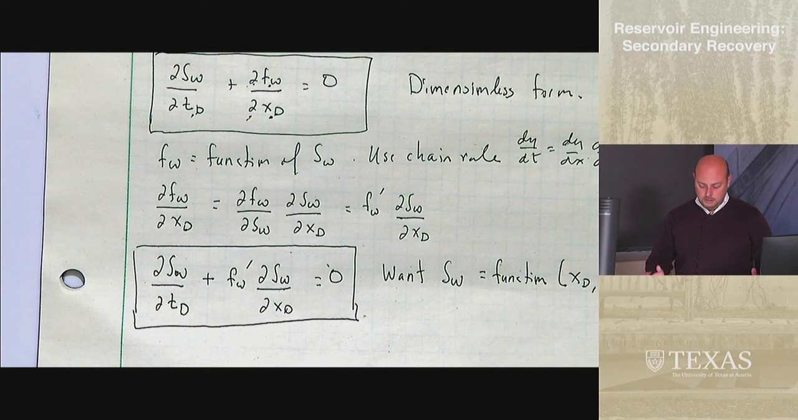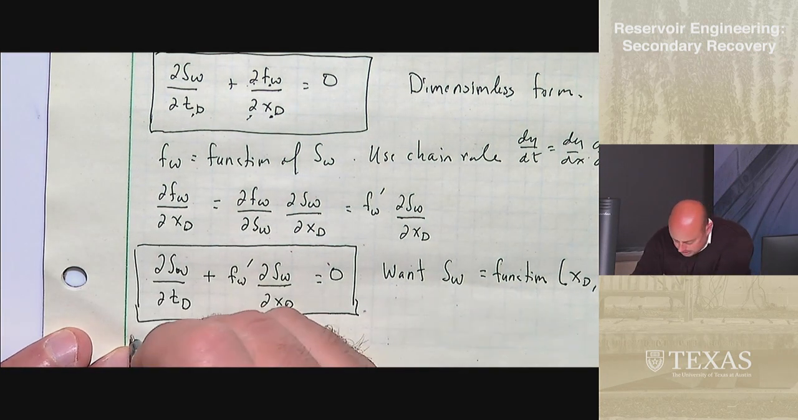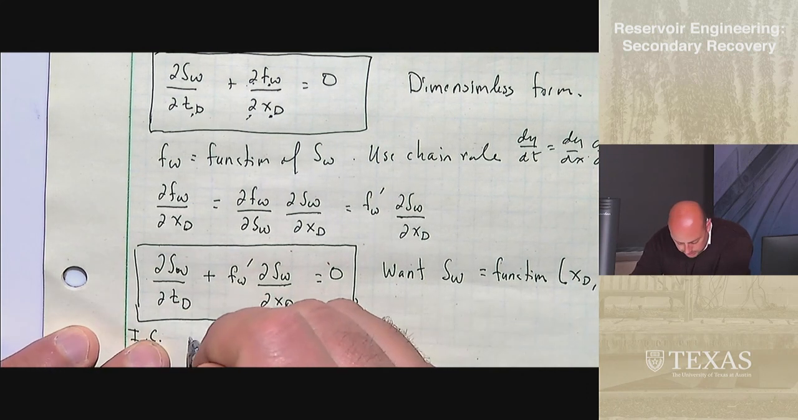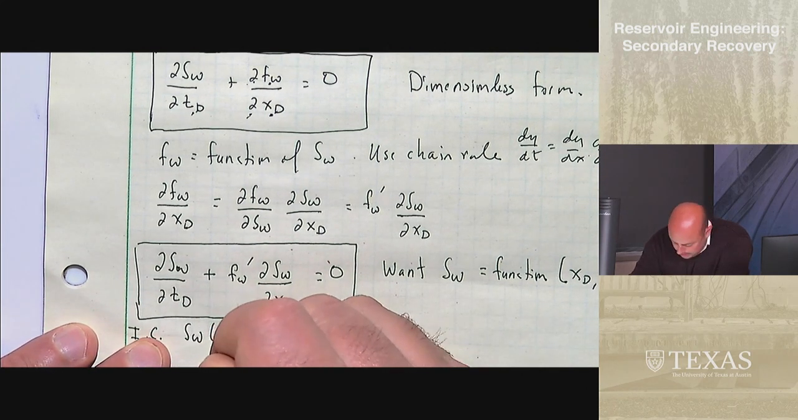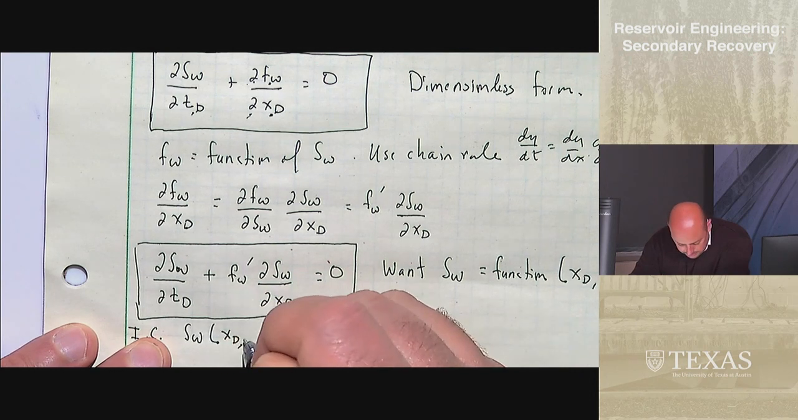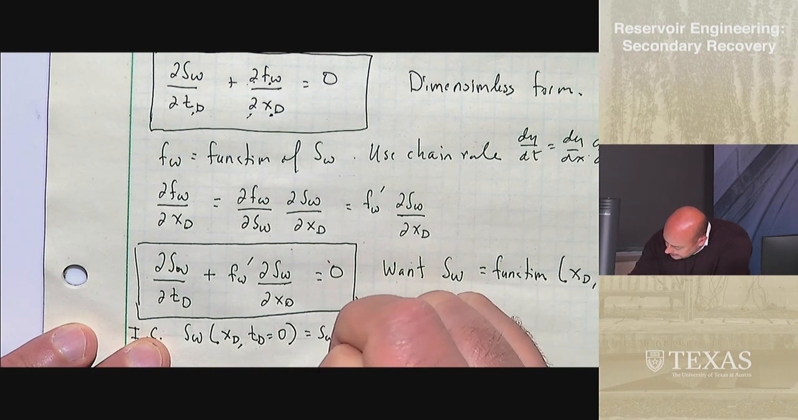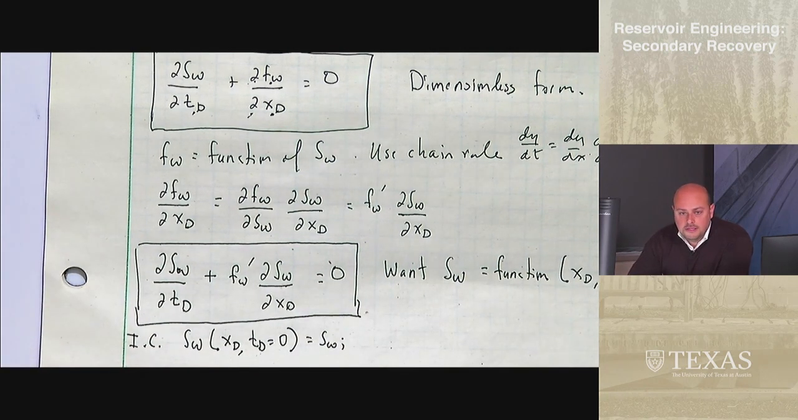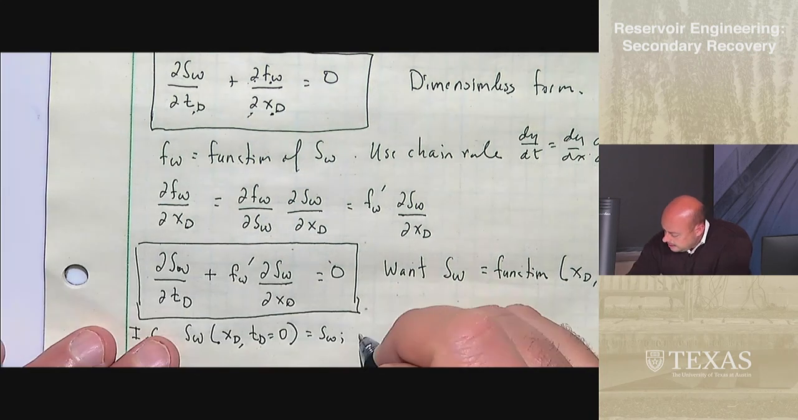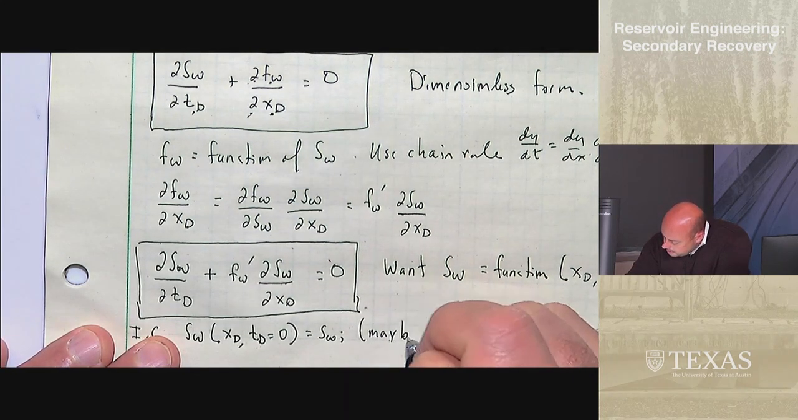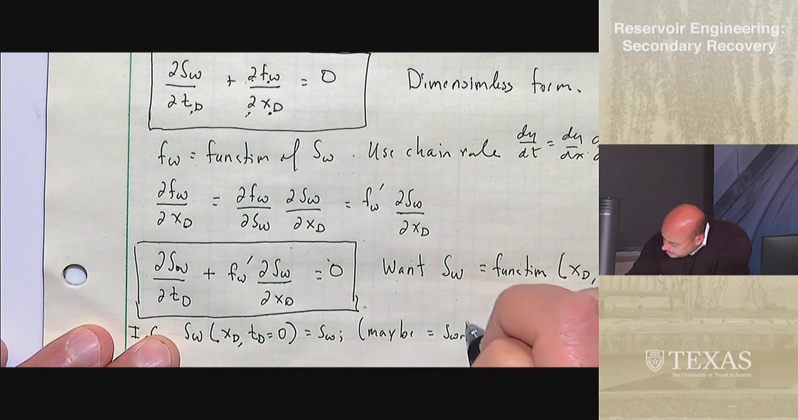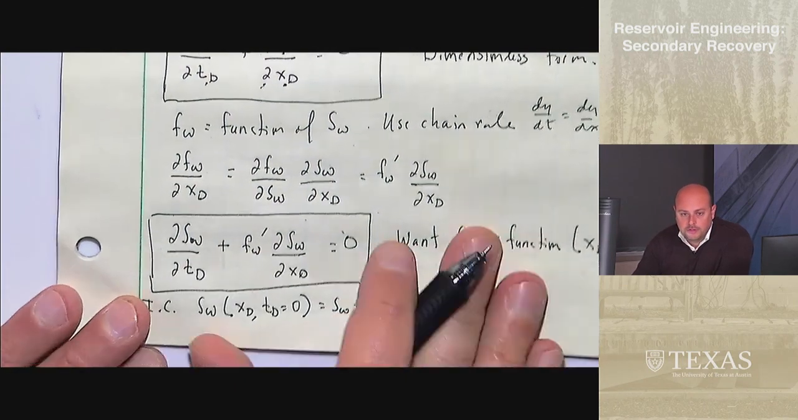We do need initial conditions and boundary conditions. We had some earlier, and we're basically going to use the same ones, although they might look slightly different. So the initial condition at time td equal to 0: Sw at all locations xD, at tD equal to 0, is equal to Swi. That's some initial water saturation, and that may be equal to Swr. It probably will in most of the things we do.